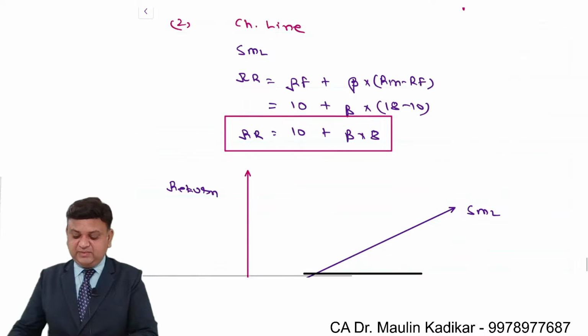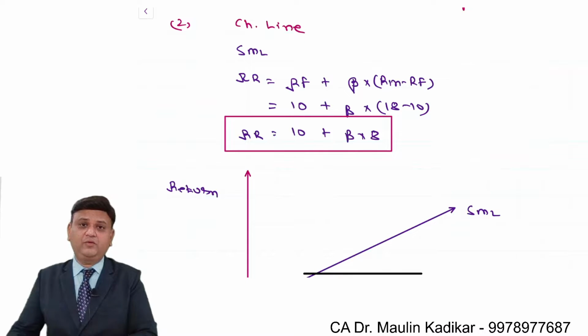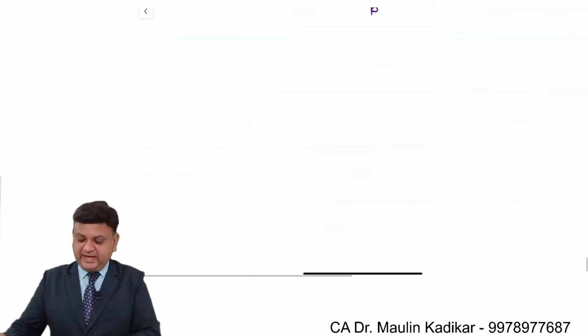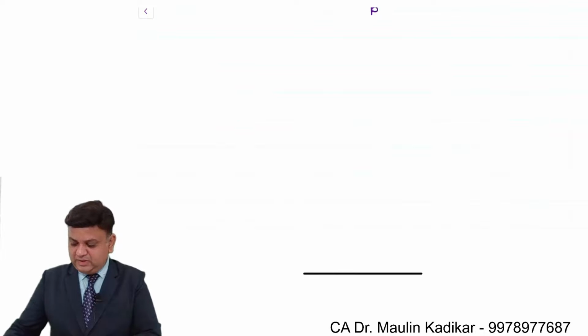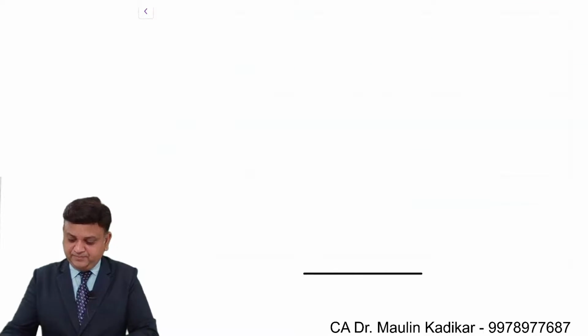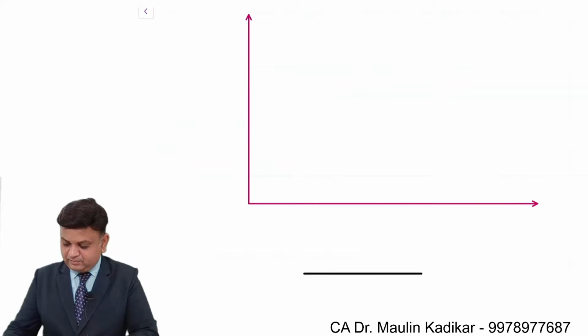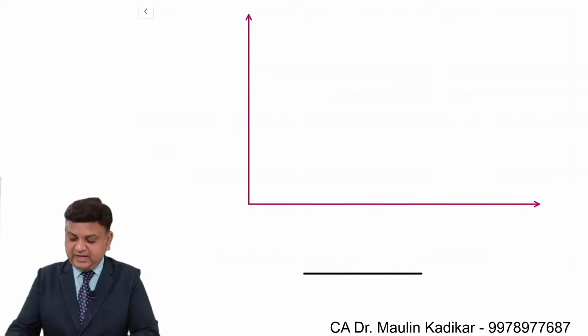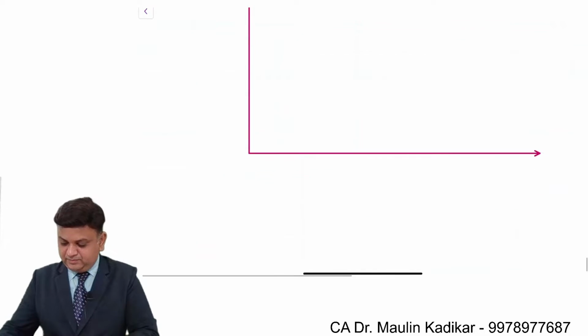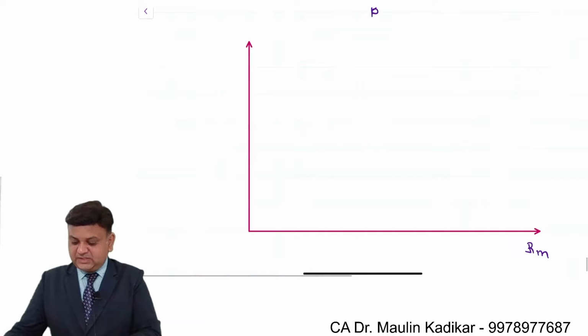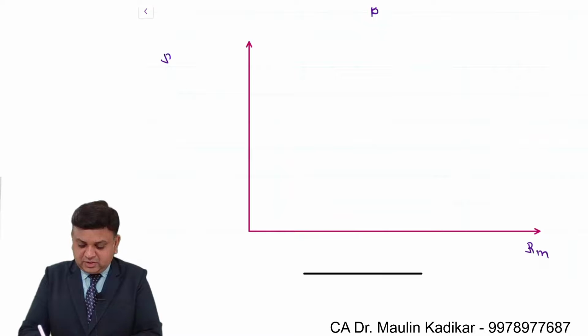Now exactly similar to this, we are required to form the characteristic line. I will explain how we are required to draw the diagram, and with that you'll understand how to draw the characteristic line. Again over here we will have a working like this. On the x-axis we will have the return on the market portfolio, and on the y-axis we will have the return of the portfolio.